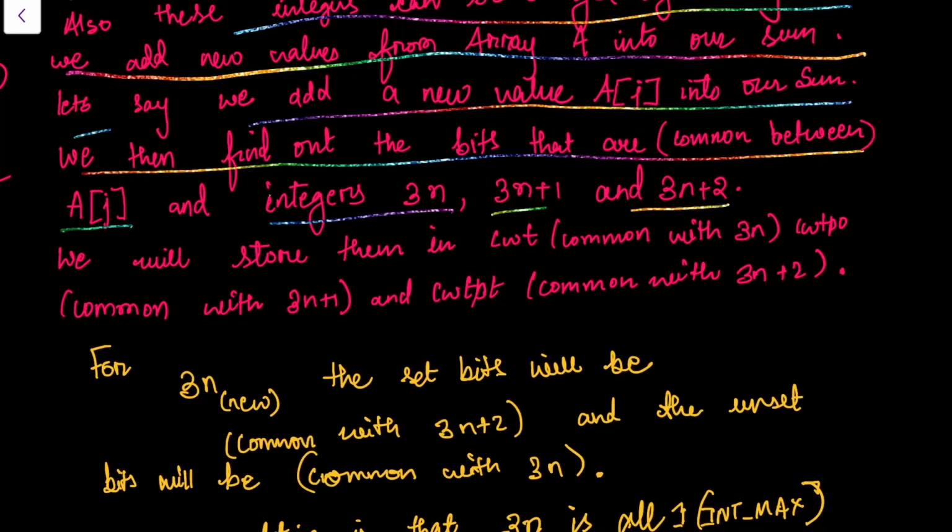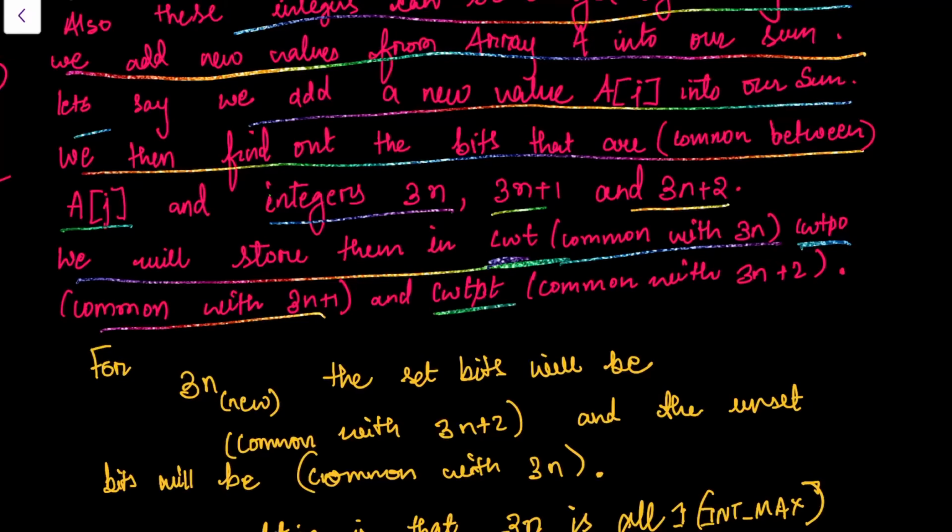So common means that a 1 should be present in both the current element which I'm adding into the sum, as well as the 3n, 3n plus 1, 3n plus 2 integers. We will store them in the variables common with 3n, common with 3n plus 1, and common with 3n plus 2. These are the names of the variables that I've used in my code. So we'll basically do an AND between the elements, and at whichever places there is a 1, common with 3n will capture that, right?